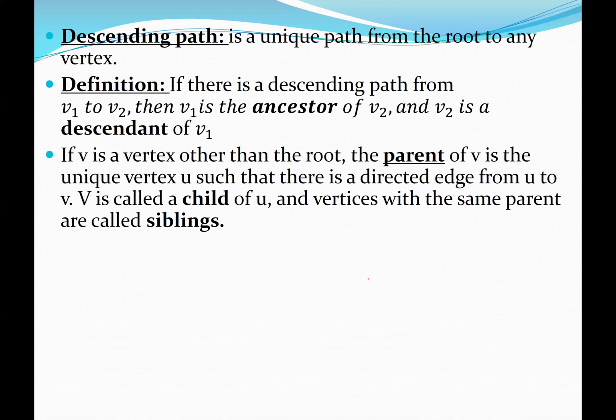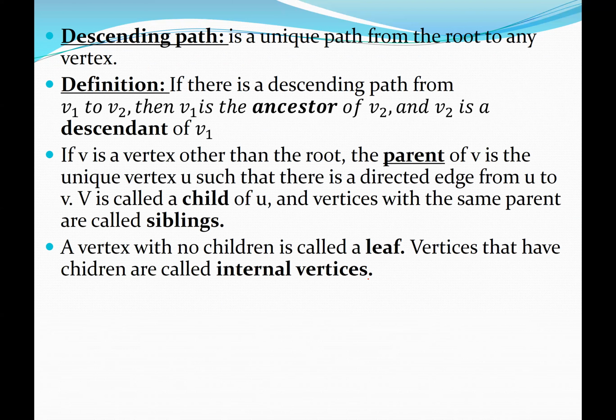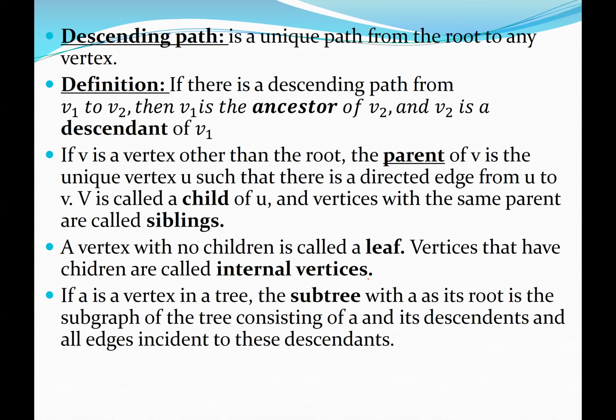Same thing with a tree. Now, a vertex with no children is called a leaf, and the vertices that have children are called internal vertices. So that definition is very clear. And if A is a vertex of a tree, then you can always get a subtree with A as its root, which is a subgraph of the tree consisting of A and all of its descendants.